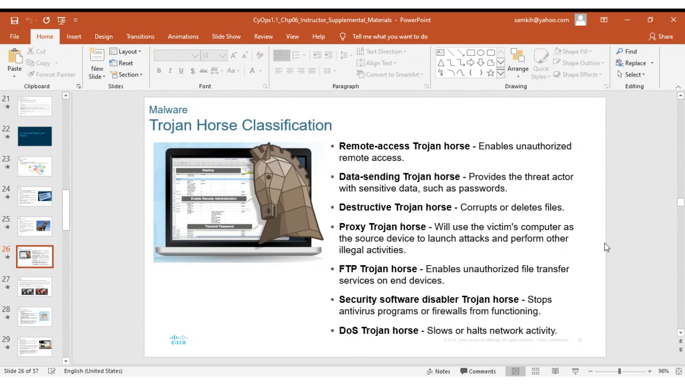So somebody can hijack that session and get your username and maybe your password, and be able to transfer files to anywhere else they may wish. Security software disabler Trojans stop antivirus programs or files from functioning.